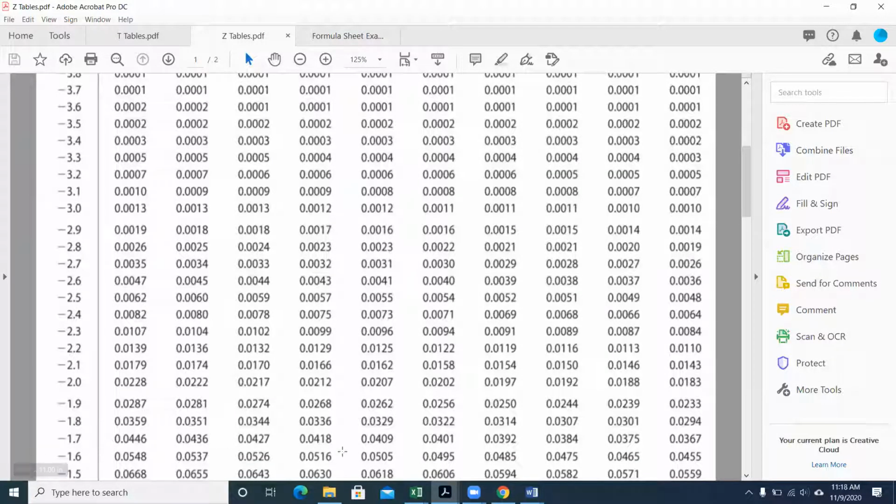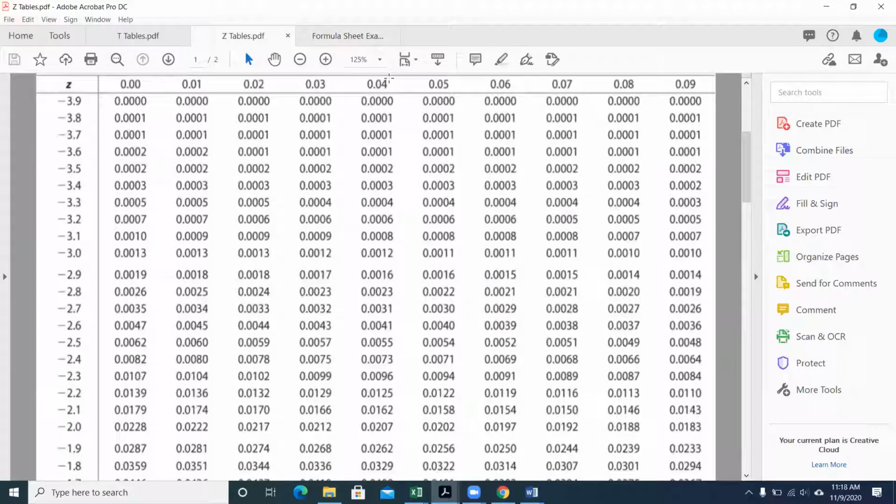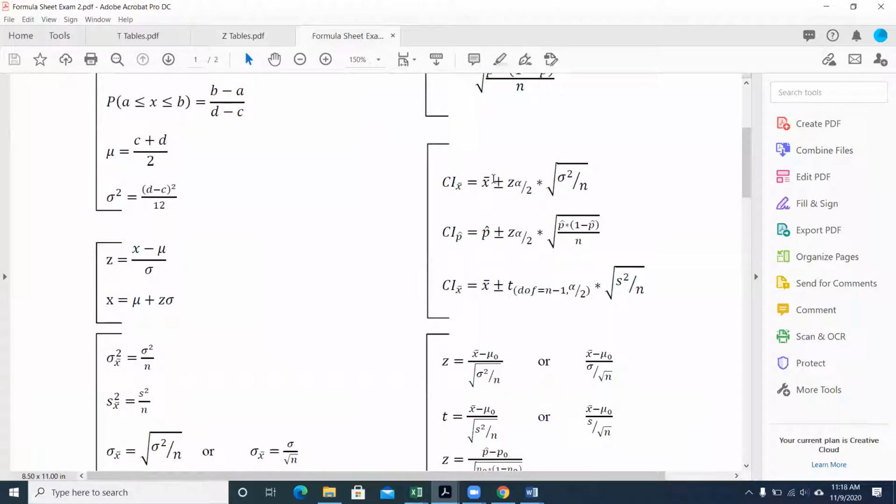So negative 1.64 and negative 1.65. So I'll use kind of negative 1.65 there. But remember that positive up here, that positive negative is already built in, right? It's negative 1.65 to find the lower bound, positive 1.65 to find the upper bound. So for that Z value, I'll use that 1.65.